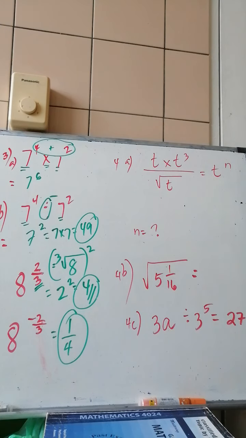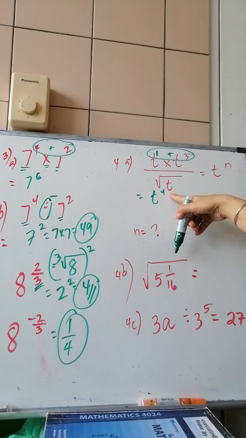Okay, let's have 4A. T times T cubed, we copy letter T, and what do we do with the indices? If it is times, we add together. If there's no index, it means 1. So 1 plus 3 is 4.